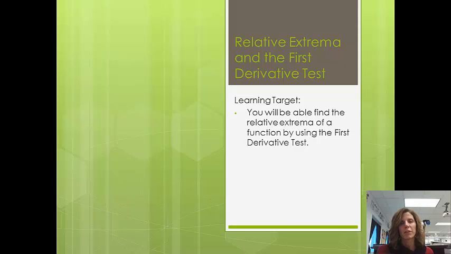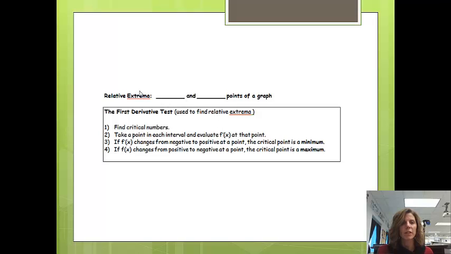Now that we've looked at where a function is increasing or decreasing, that also will tell us where the highs and the lows of the graph are, and that's something that's called relative extrema. At the end of this lesson, you'll be able to find the relative extrema of a function by using the first derivative test.